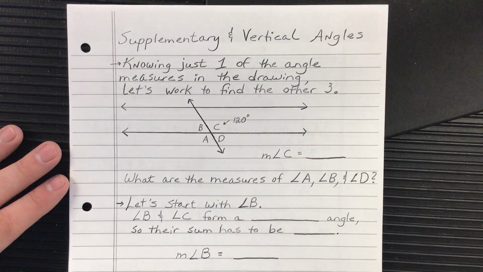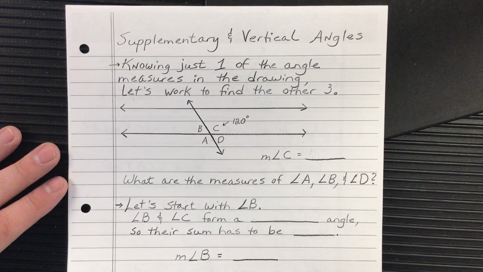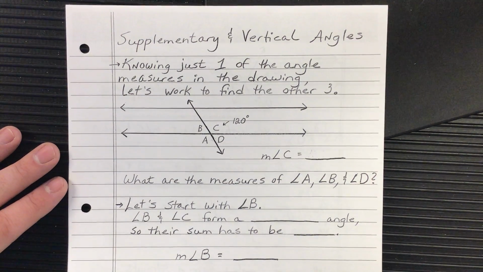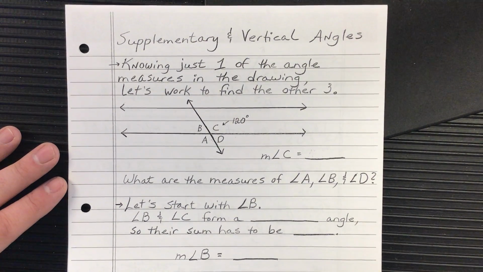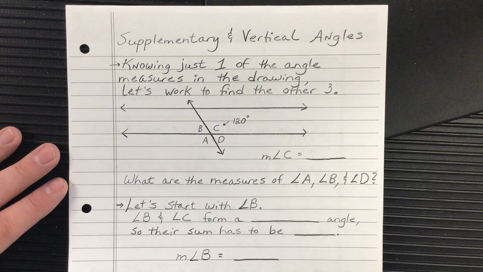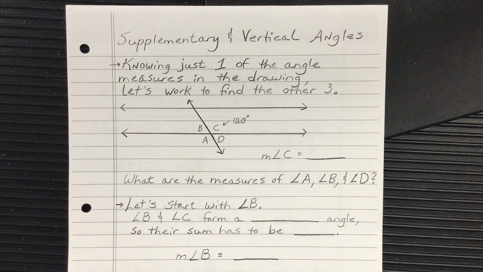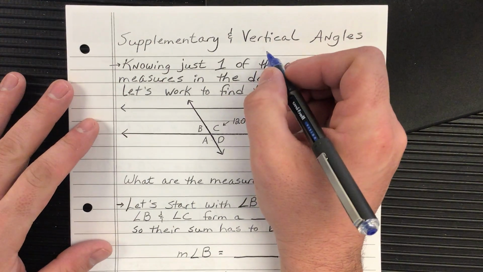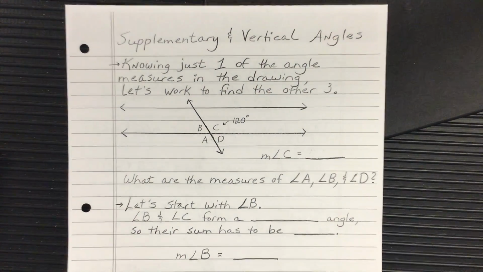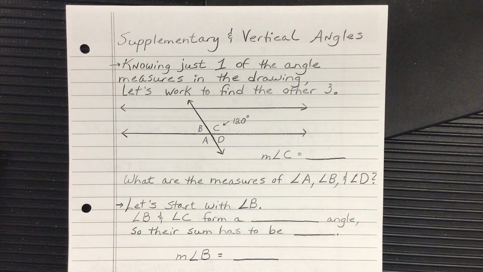Today, continuing to talk about supplementary and vertical angles. Supplementary means that they add up to what, Landon? 180. Vertical angles mean that they are across from each other, vertical from each other in terms of angles, and they are equal.